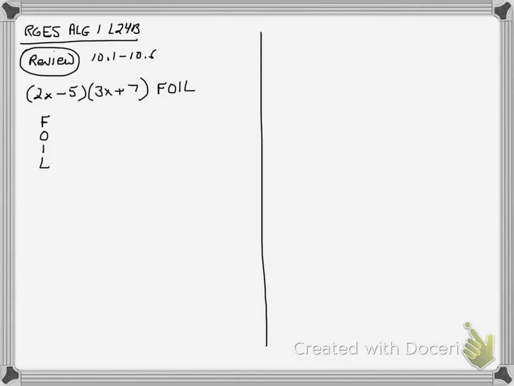The first means the first term from each binomial. So we want to multiply 2x times 3x. 2 times 3 is 6, and x times x is x squared. So that's my first term.